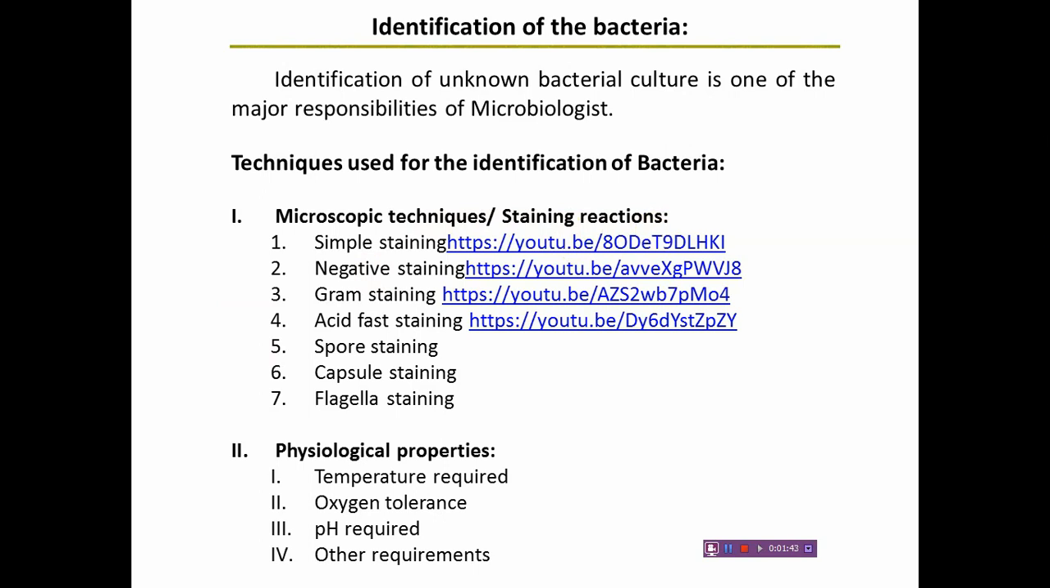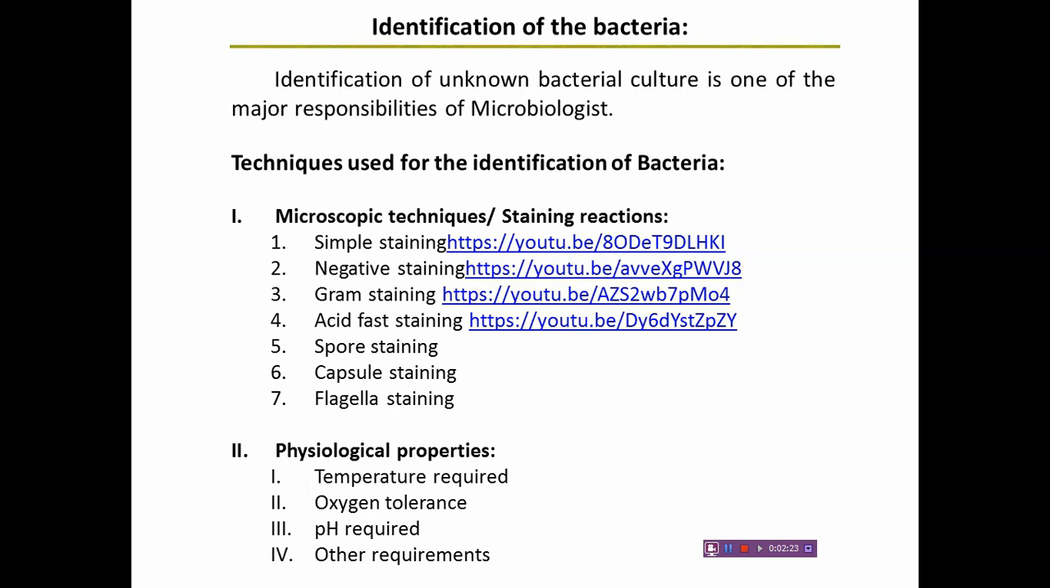The identification can also be done by recording physiological properties of the unknown bacterium, that is the temperature required for the optimum growth, oxygen tolerance of that unknown bacterium, the pH required for the optimum growth, some other peculiar requirements such as requirement of light, requirement of salt concentration, etc. So these physiological properties or physiological needs will help us identify which type of bacterium the unknown bacterium is.